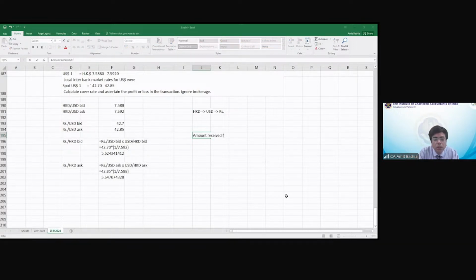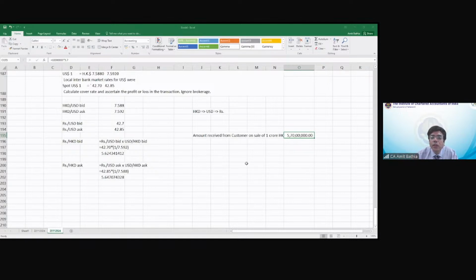Amount received from customer on sale of 1 crore Hong Kong dollar. The Hong Kong dollar sale rate which is given in the question is 5.70 minus the ask rate, the bid rate that we have just calculated. The difference will be the profit per Hong Kong dollar. So that will be the profit margin for the bank, right? So I have essentially received 5 crore 70 lakhs, right?